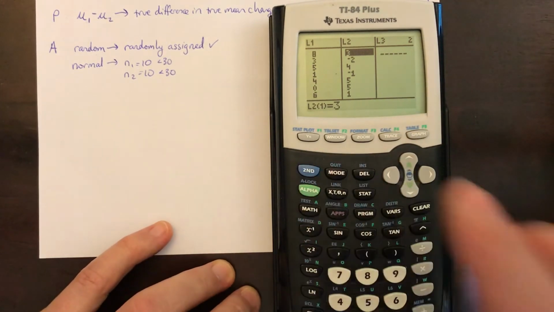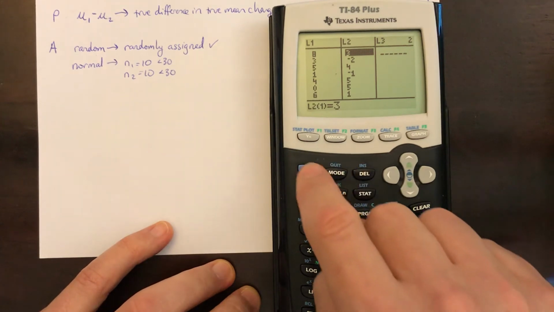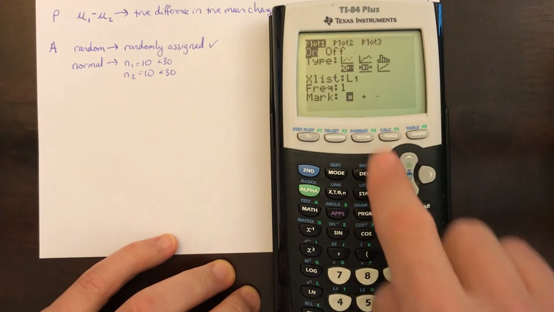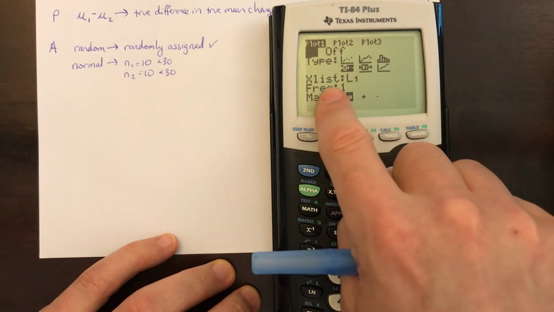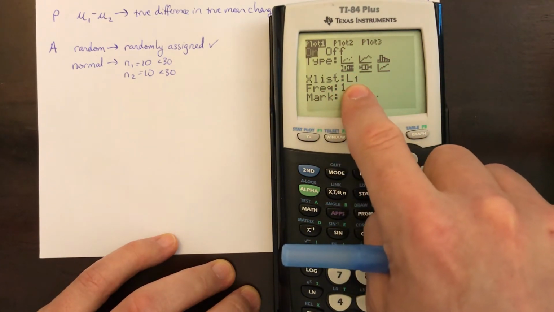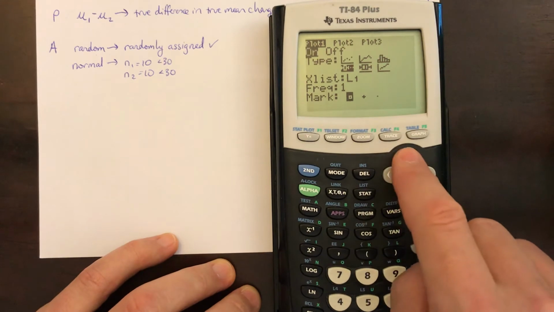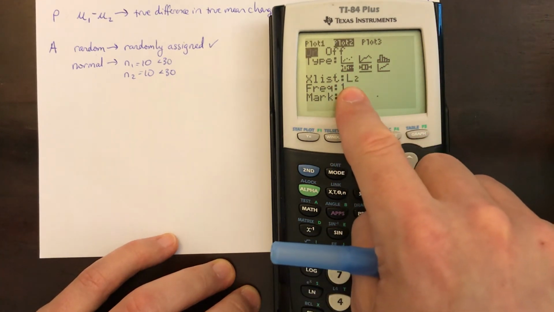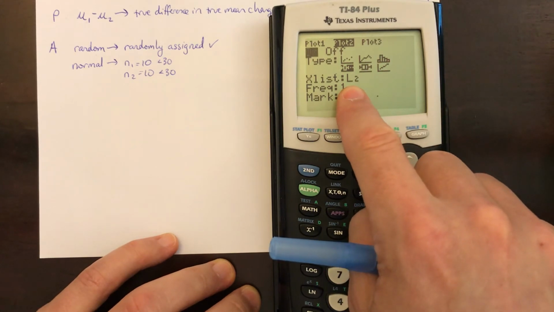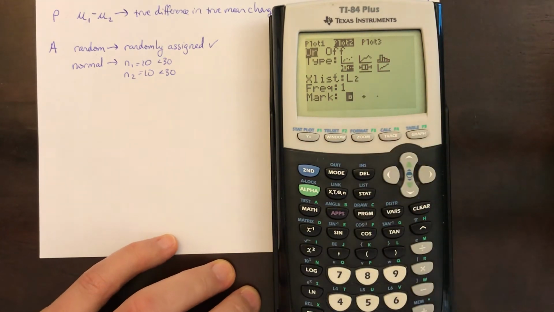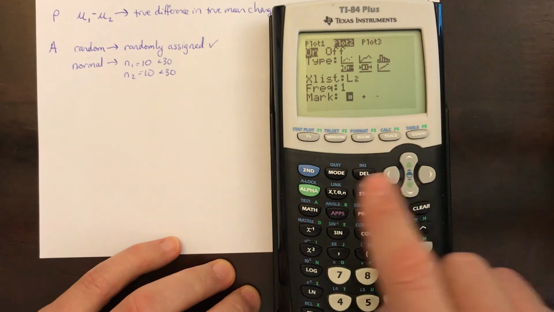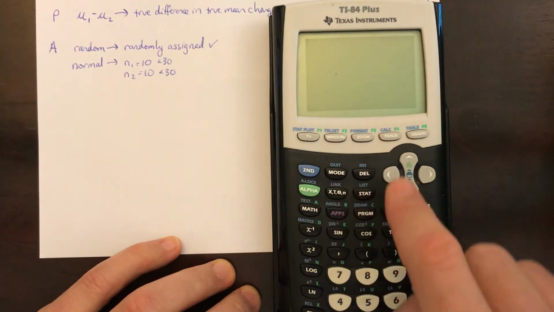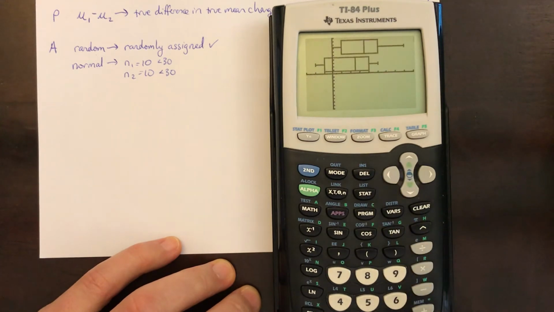And I'm going to go up to stat plot here. Now I've turned both of them on, but just to show you, for the first one I'm going to do a box and whisker plot, and L1 is the list I'm using. For the second plot, I've also turned it on, and that is for L2, the non-caffeine drinkers. You could do a dot plot as well if you wanted to. I'll do the box and whisker, so then I will do zoom 9.